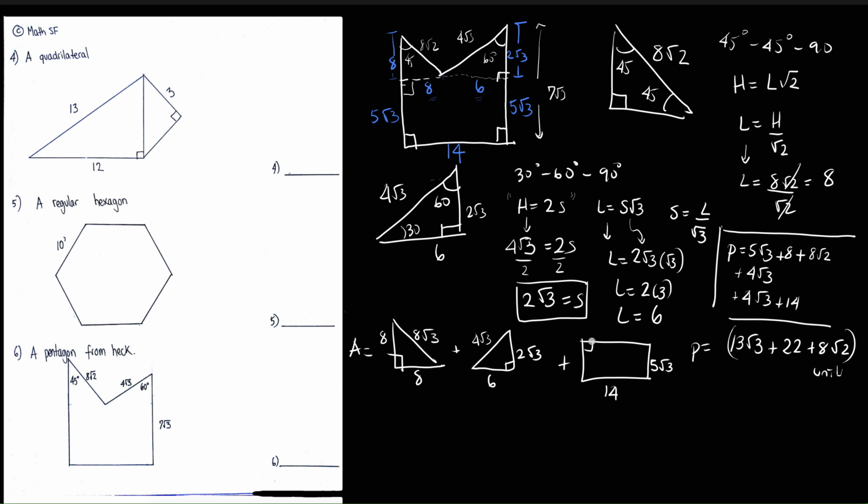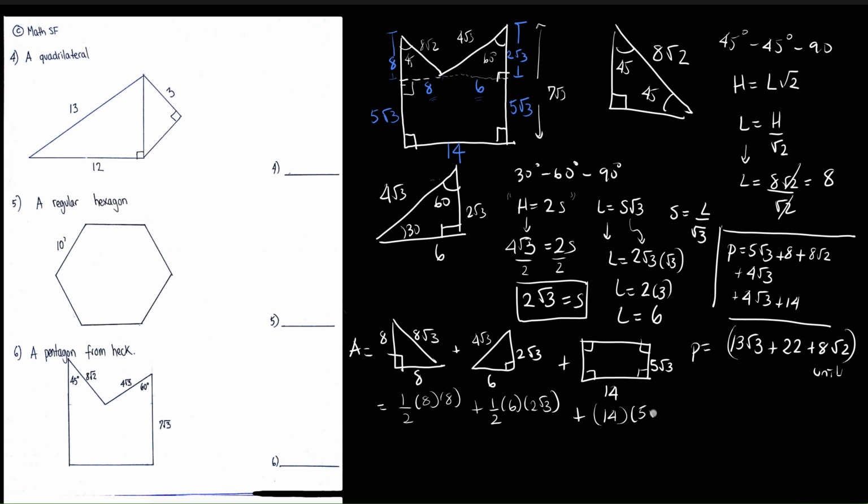This is a rectangle, okay? So I'm going to put 90 degrees here, so you know this is a rectangle. The area of the first triangle here is 1/2 the product of the legs. So I'm going to do 1 over 2, 8 times 8, plus 1/2, 6 times 2 root 3, plus the product base times height, which is 14 times 5 root 3.